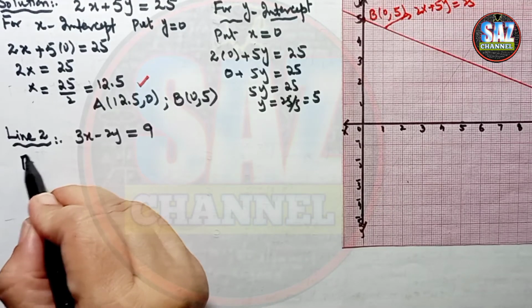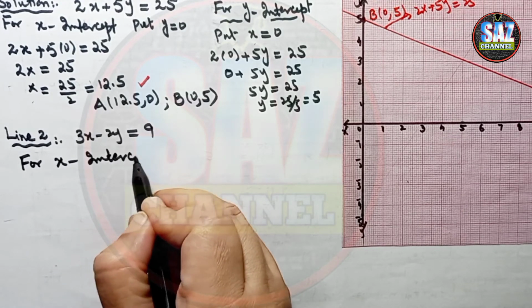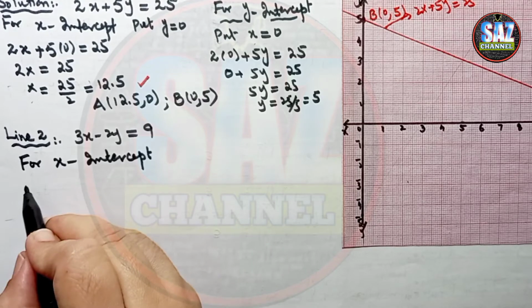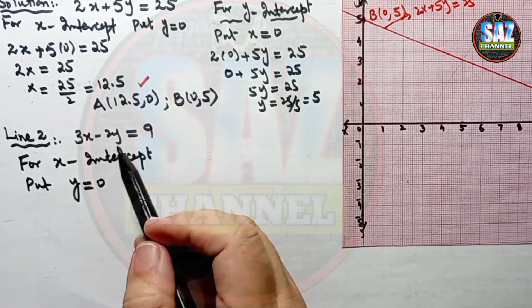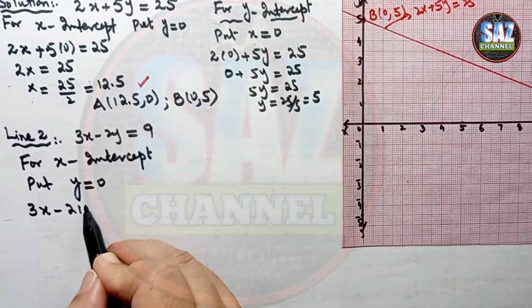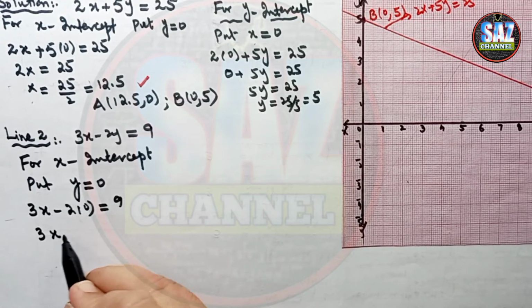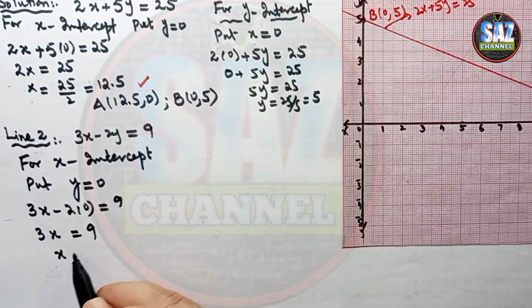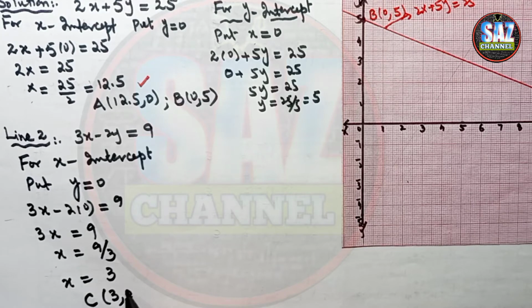Again, for the x-intercept, we have to put y equals 0 in the given equation, and the equation will take the form 3x minus 2 into 0 equals 9, or 3x equals 9, or x equals 9 by 3, or x equals 3. So one of the points will be C, 3 with 0.